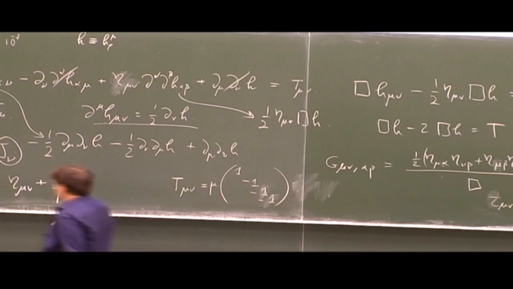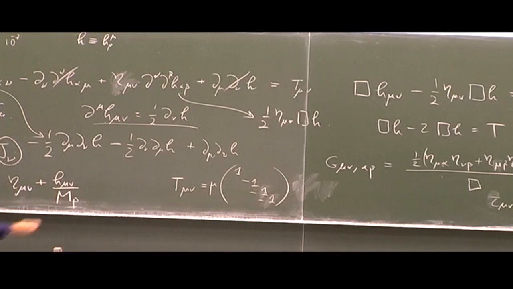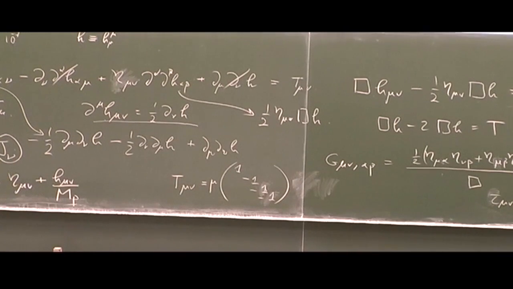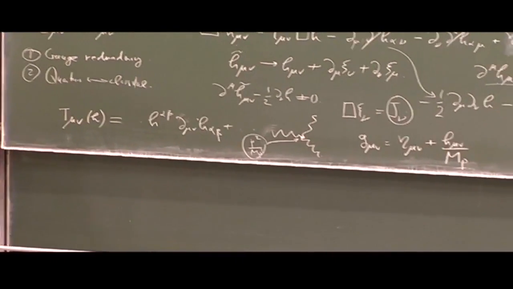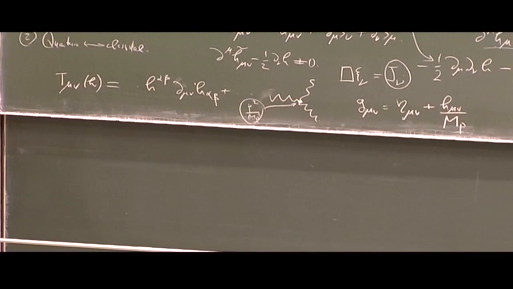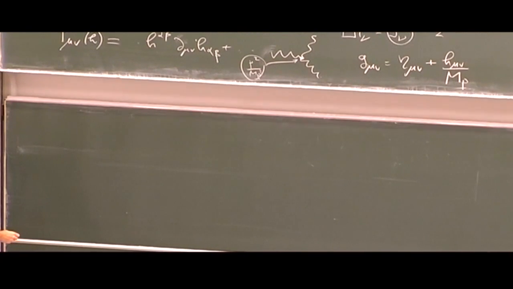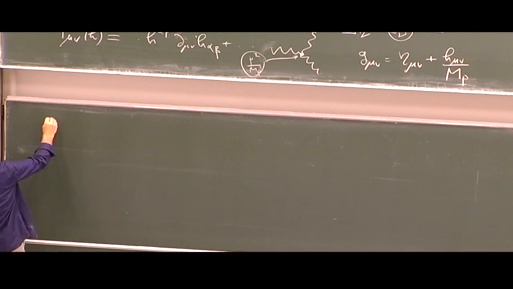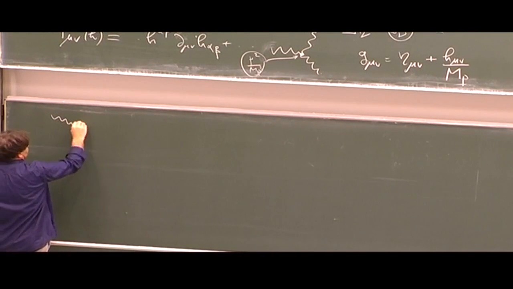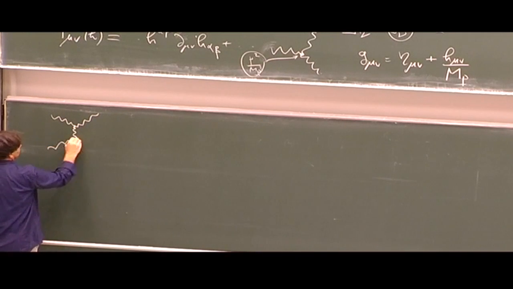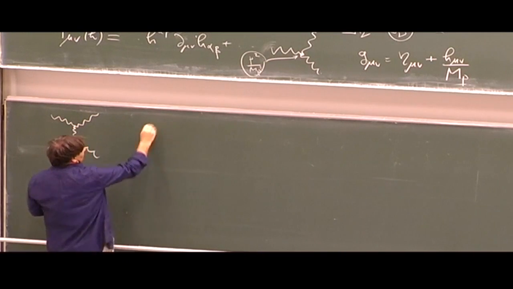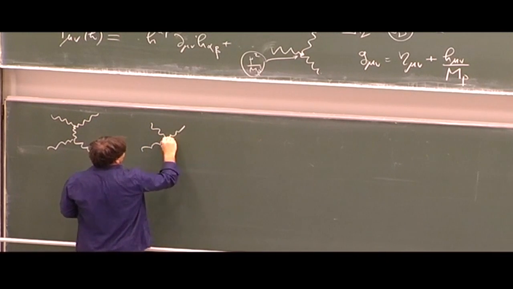Of course, you can already build an effective vertex to this order. In the next order, there will be directly a 4-point vertex.